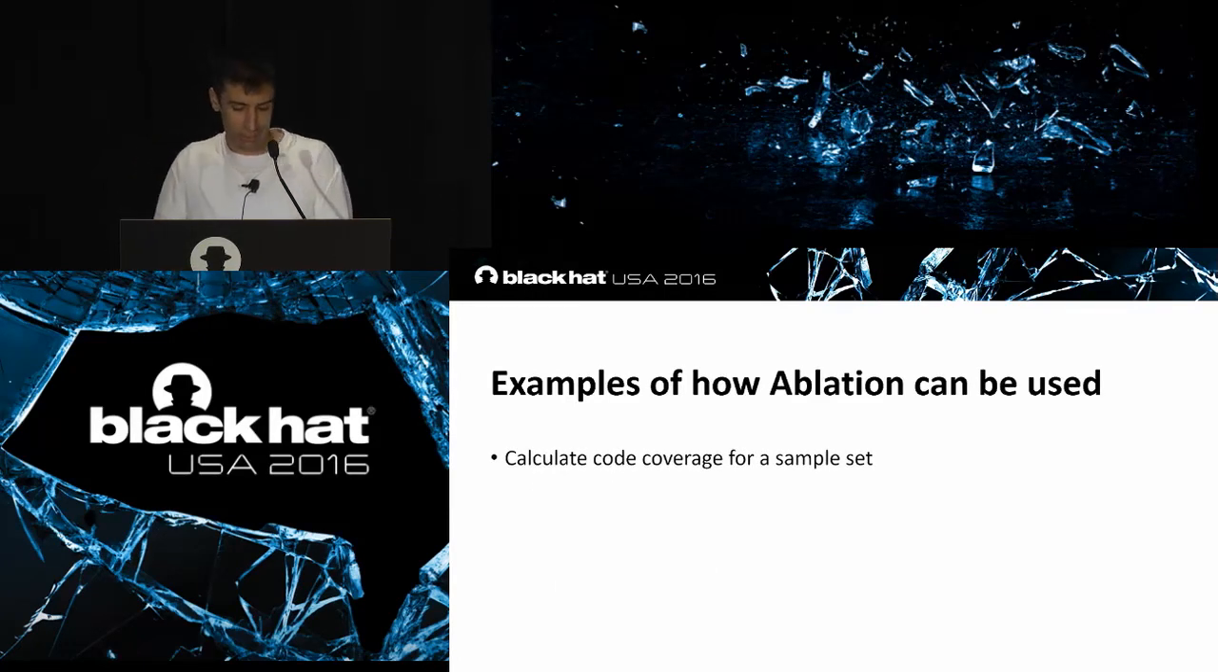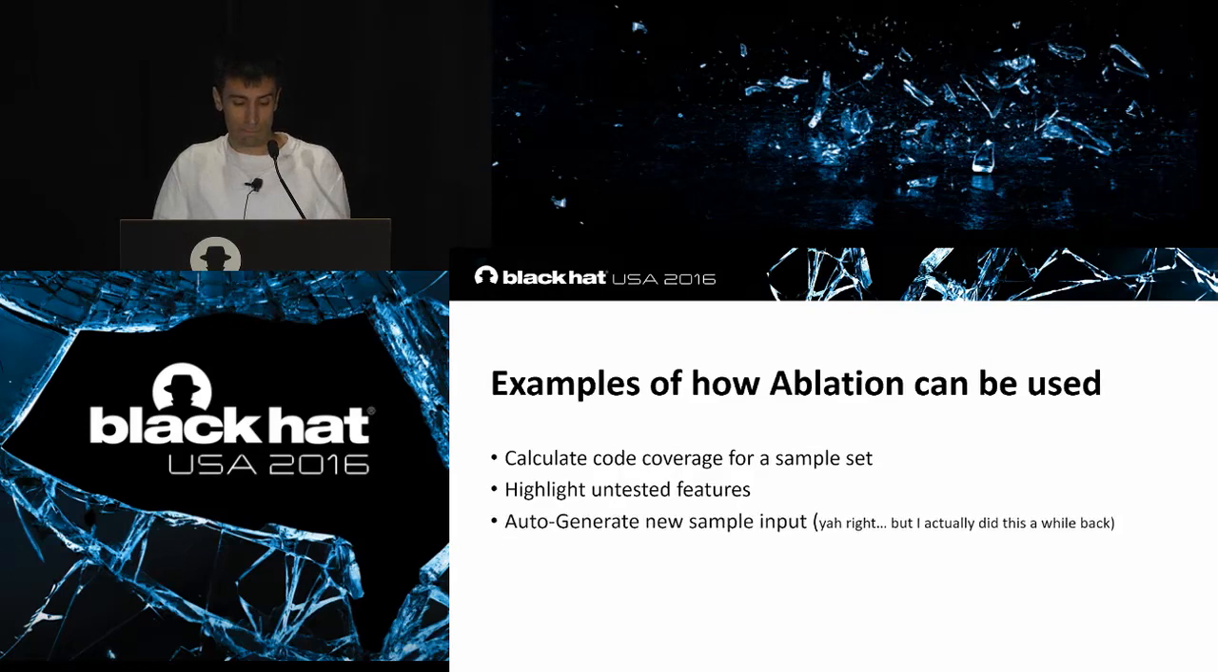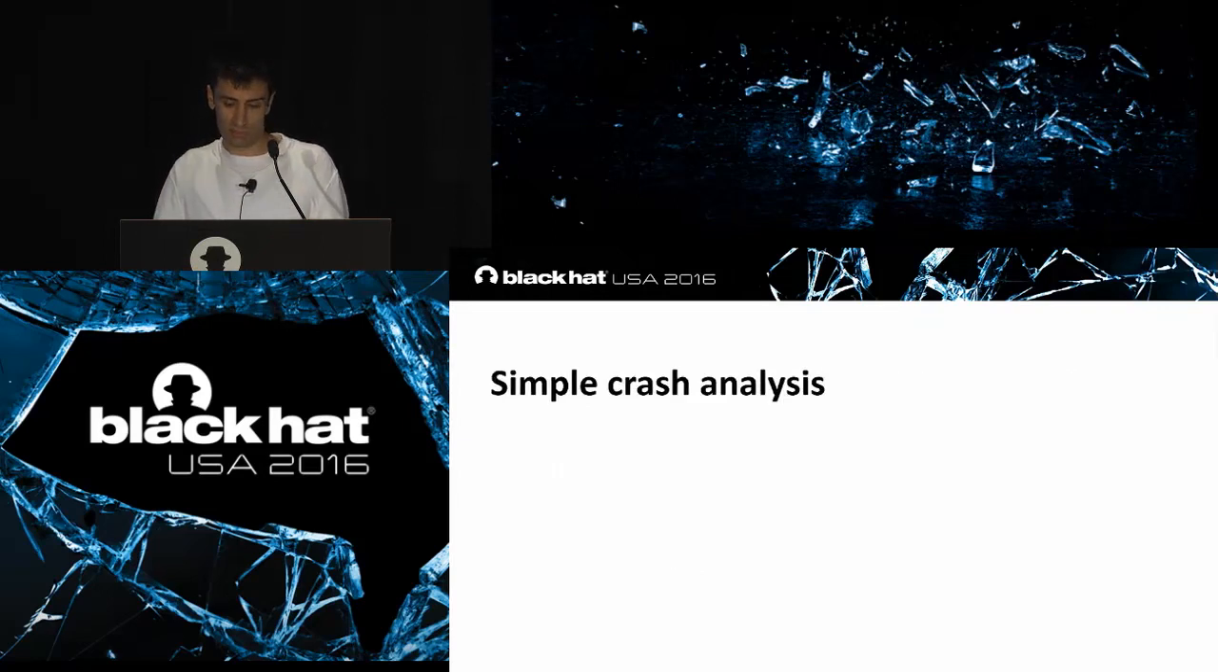So different ways that ablation can be used: calculating coverage for a sample set, highlighting untested features. Now that's when you run through like an entire test suite. Auto-generating new samples. I actually did this. It worked out pretty well, but I wasn't looking to generate actual test samples. I was looking to generate samples that get me to certain areas of code. Crash analysis.